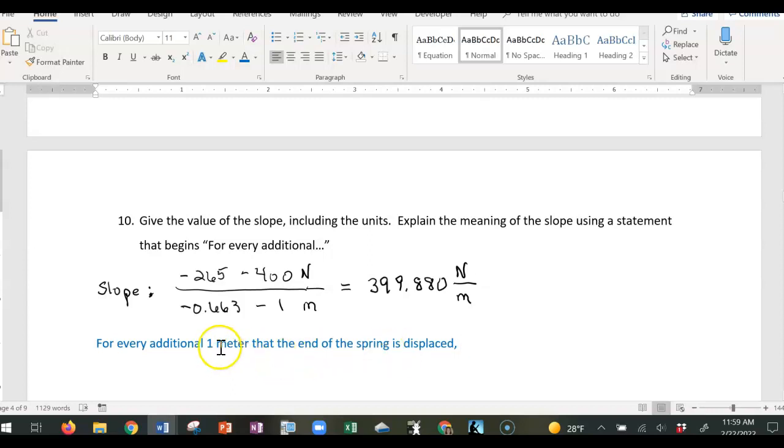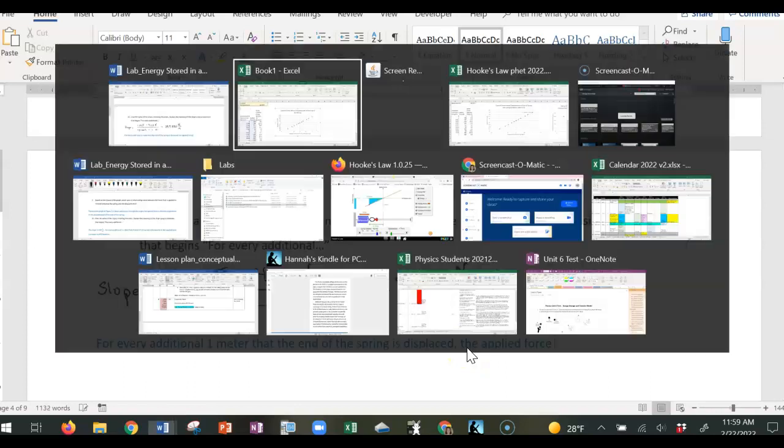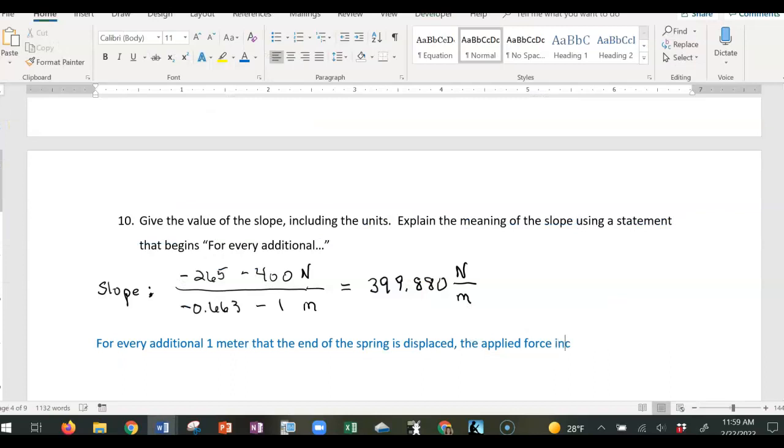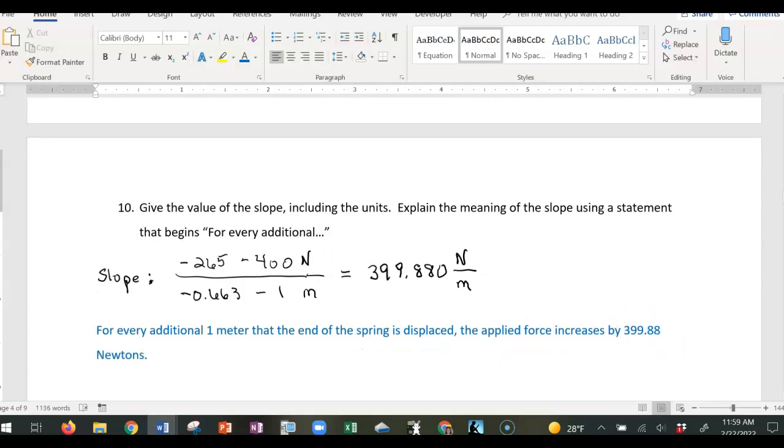My independent variable, the displacement of the end of spring, was measured in meters. So for a 1 meter change of the displacement of the end of the spring, the applied force, and I can tell that as the displacement gets larger, the applied force had to get larger as well. So the applied force increases by 399.88 newtons. Okay.